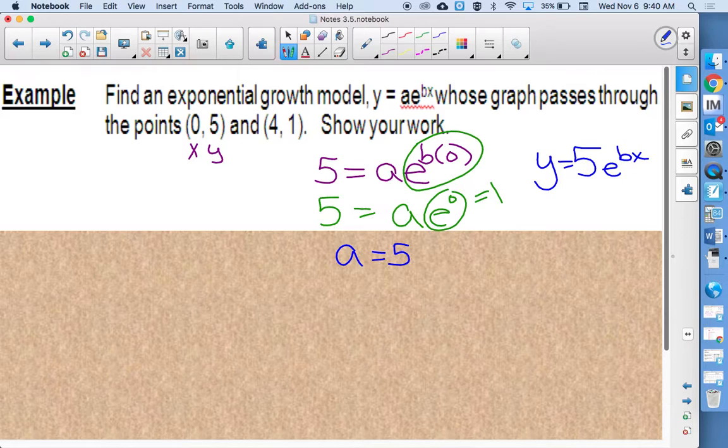So what do you think you would do next? Plug in the other one. You're given 2, you probably have to use both. So if we plug in the second point using this new equation, now that we have a, y is 1. And we don't know b, but we know x is 4.